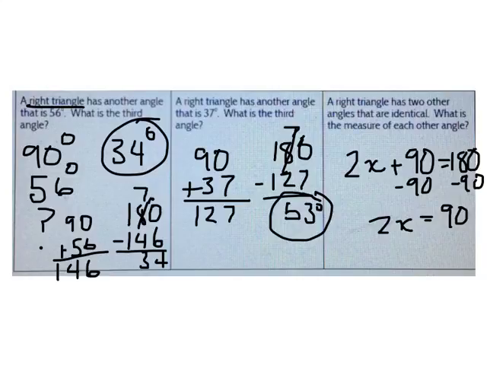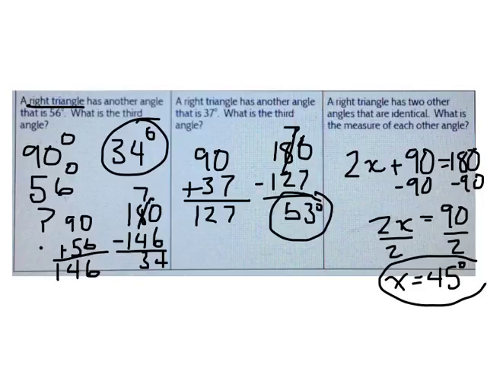What would I need to do to find x? How could I find each angle? I would need to divide by 2. 90 divided by 2 is 45 degrees. Each other angle is 45 degrees.